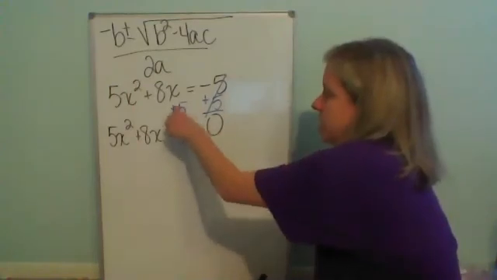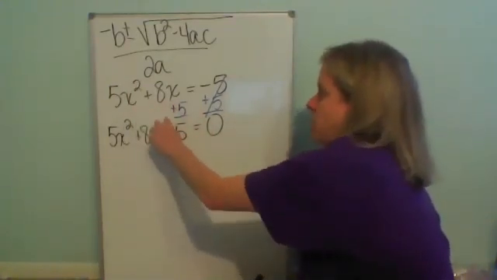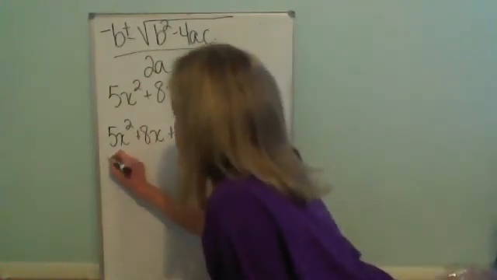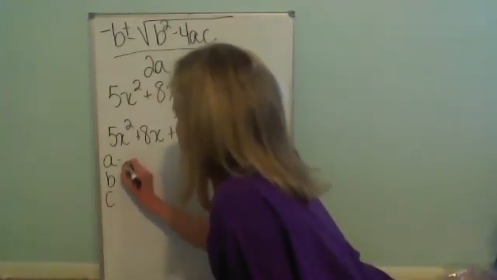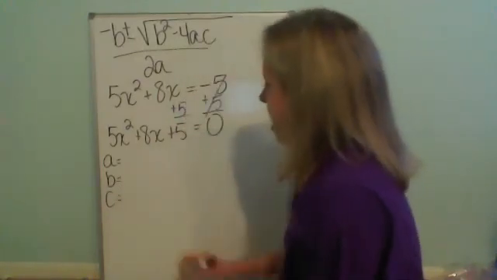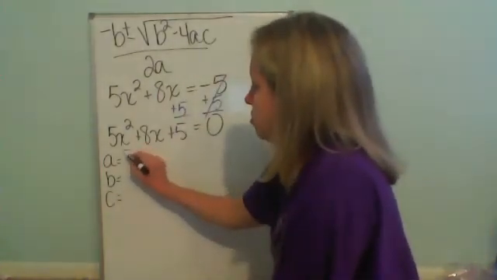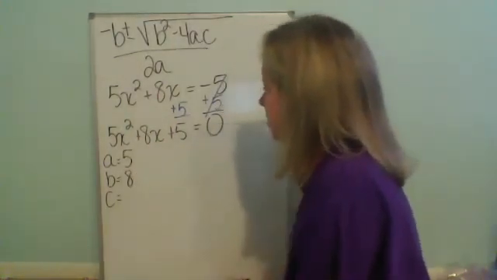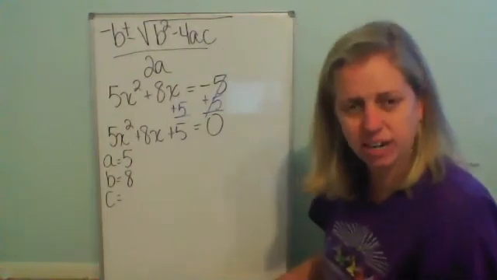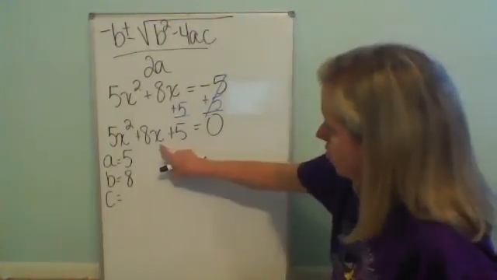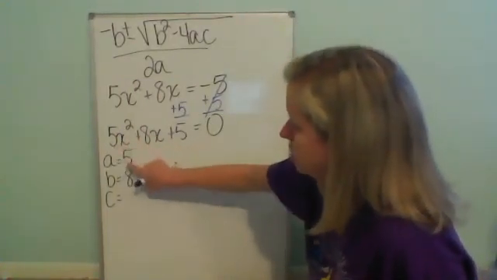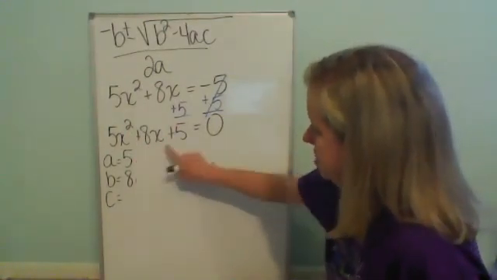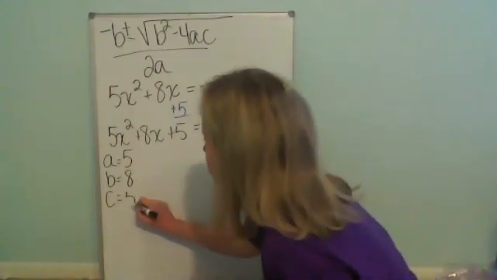Remember, I just snuck it in at the end because it couldn't go with an x or an x squared, so I just put it at the end. Now you can choose your A, B, and C. A is the number in front of x squared, so it'll be 5. Then your 8 is in front of x, so it's B. And then your C is that constant, which is 5.